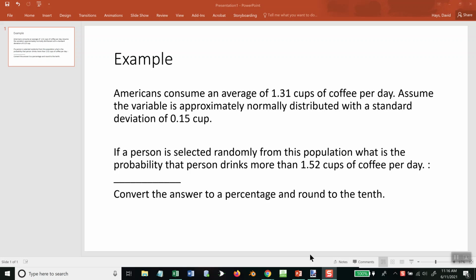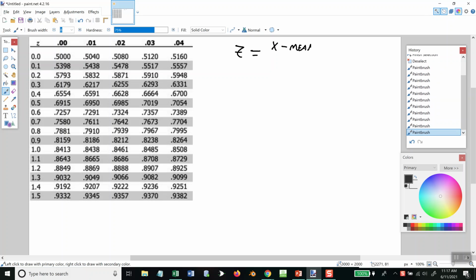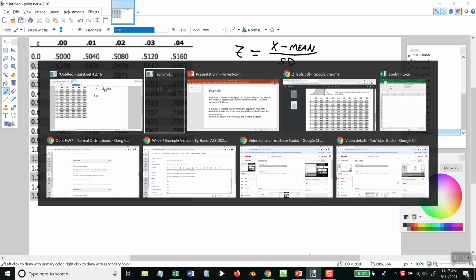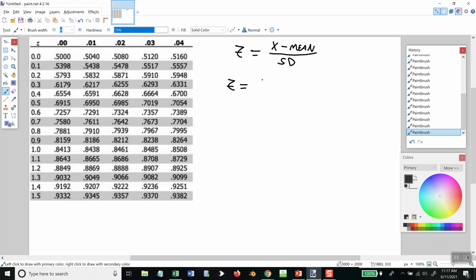Nowhere does it refer to it being standard normal, which means we have to come up with the Z score, Z value. Remember that Z is equal to X minus mean over the standard deviation. Now, X will be the part that goes with your probability. And see down here it says, what is the probability a person drinks more than 1.52 cups? So 1.52 is going to be our X.